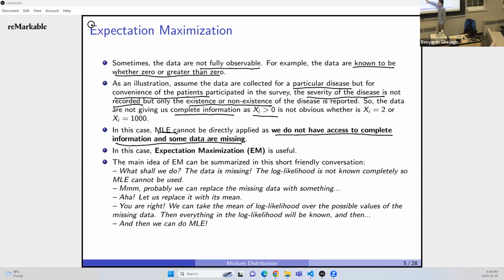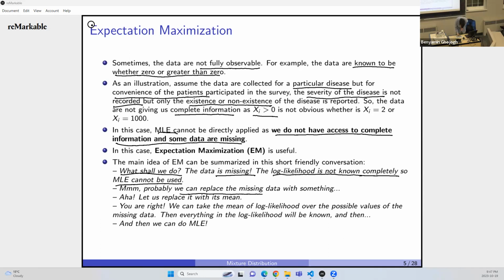It's like a movie. Listen. Consider two people talking. The main idea of EM is this. What shall we do? The data is missing. What should we do? The log likelihood is not known completely, right? When some data is not known completely, the log likelihood is also not known completely. So MLE, maximum likelihood estimation, cannot be used.